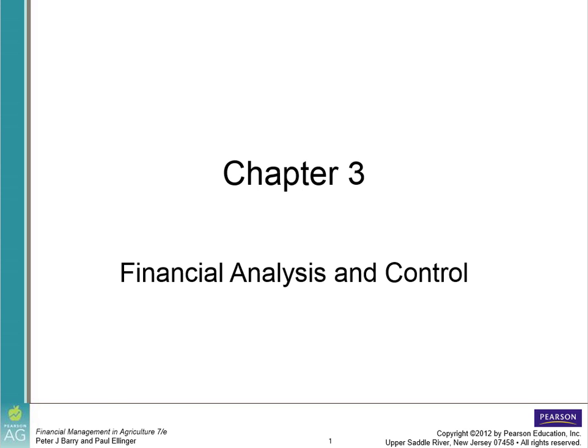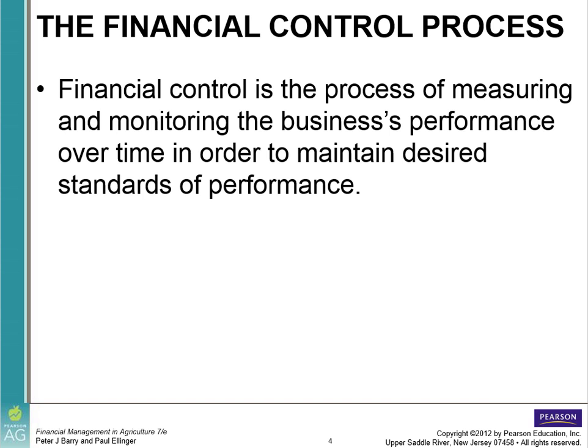So, chapter 3 is financial analysis and control. So, let's get started here. So, first, the definition. Financial control is the process of measuring and monitoring the business's performance over time in order to maintain desired standards of performance.